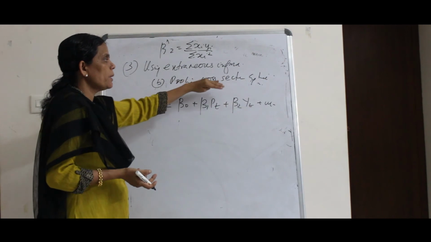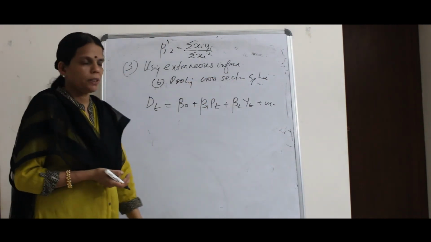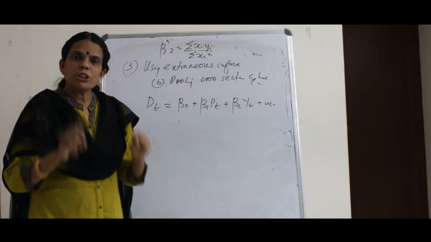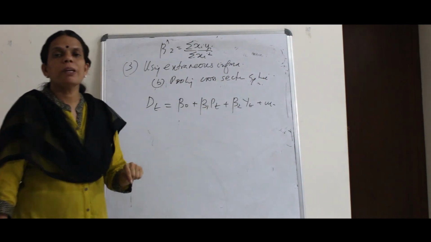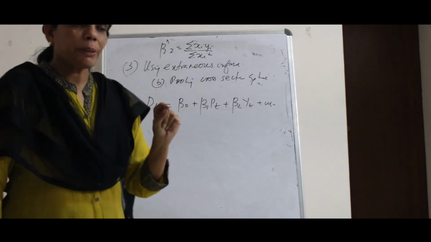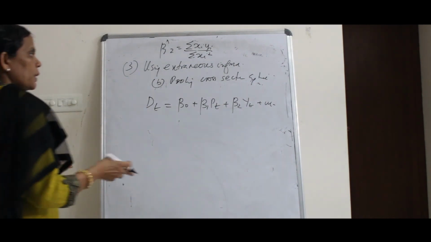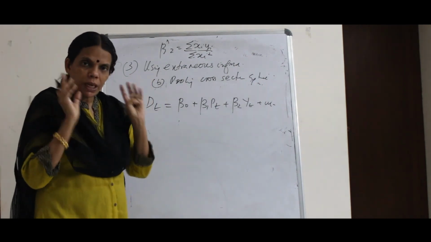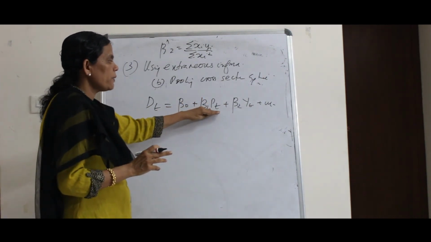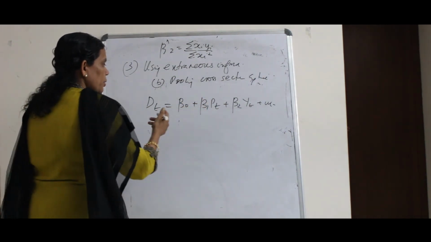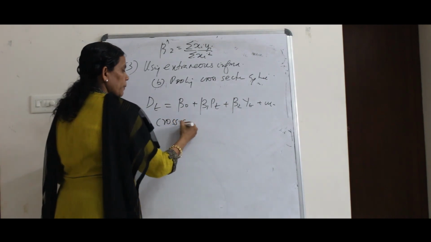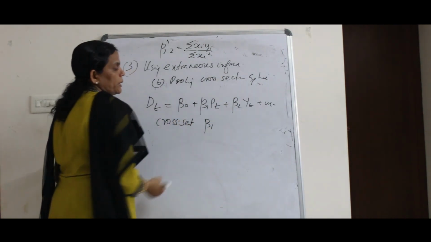You can estimate this by pooling cross-section and time series data. If you collect data at a particular point of time, price will be remaining constant among different individuals. And using that cross-section data, you can first find out the value of beta 1. So using cross-section, find the value of beta 1.